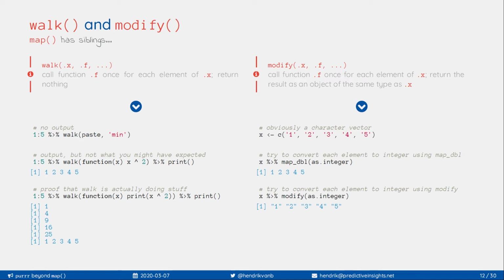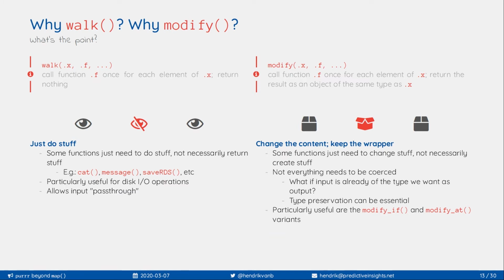Modify, on the other hand, I don't have to go into too much depth. What I'm trying to do here is coerce a character vector to integer. Modify is not going to allow you to do that. You've put in a character vector, you have to get out a character vector. Why is this cool? If you put in a data table, you're going to get out a data table.